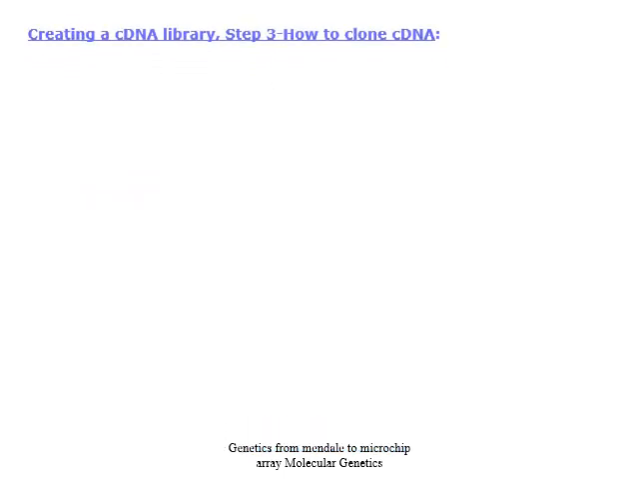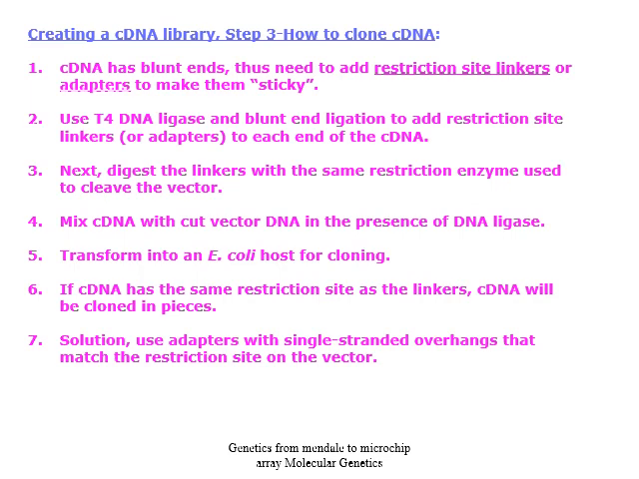Creating a complementary DNA library, step three: how to clone complementary DNA. Complementary DNA has blunt ends, so we need to add a restriction site linker or adapter to make them sticky. Use T4 DNA ligase and blunt end ligation to add a restriction site linker or adapter to each end of the complementary DNA. Next, digest the linker with the same restriction enzyme used to cleave the vector.